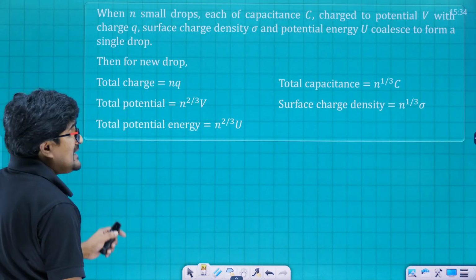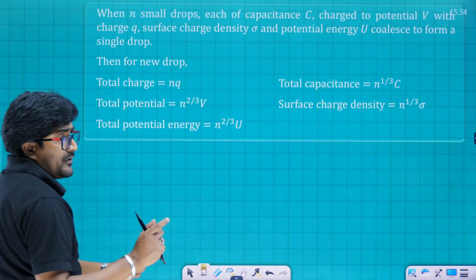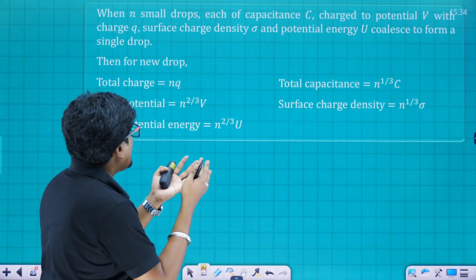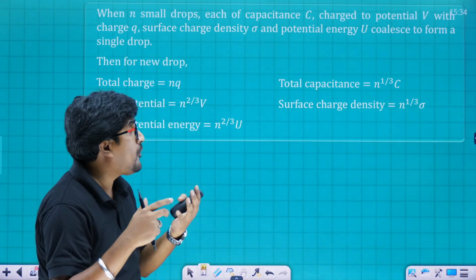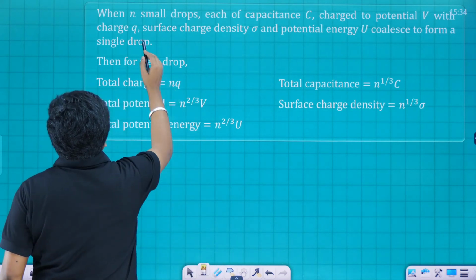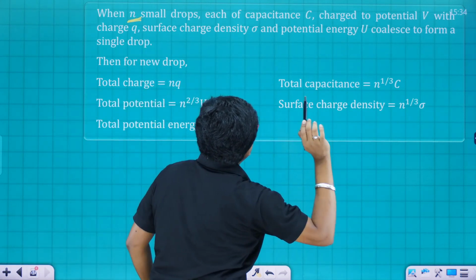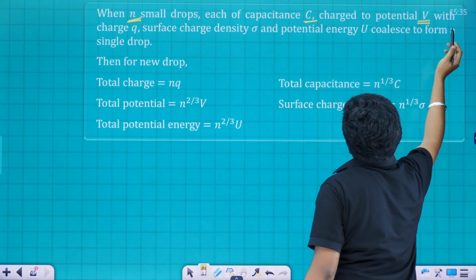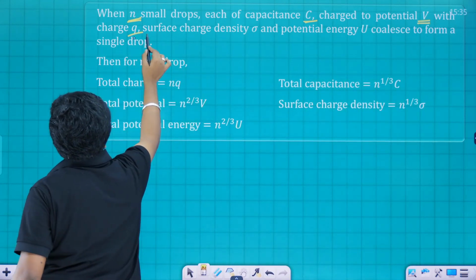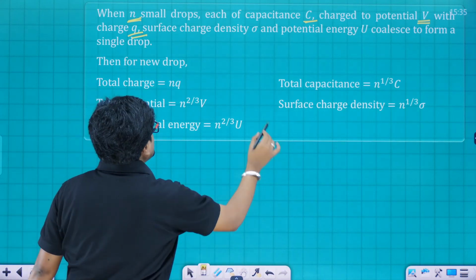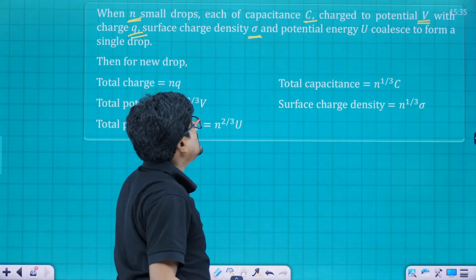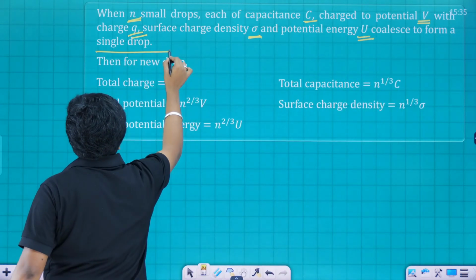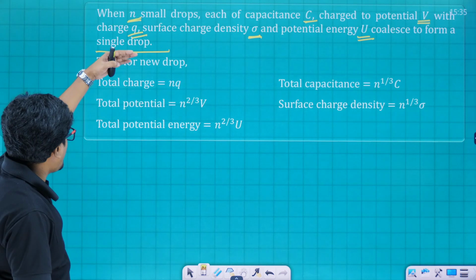Next is what happens if n number of drops are allowed to collide or collapse to form a single drop of a bigger radius. Here we have n small drops, each of capacitance capital C, charged to a potential of capital V with charge small q. The surface charge density is marked as sigma, and the potential energy is capital U.